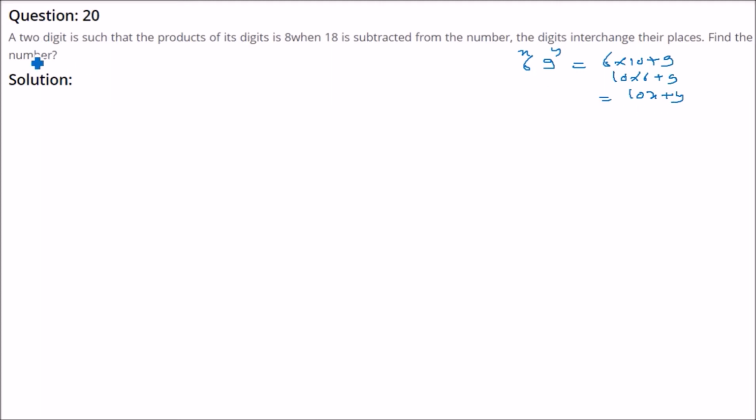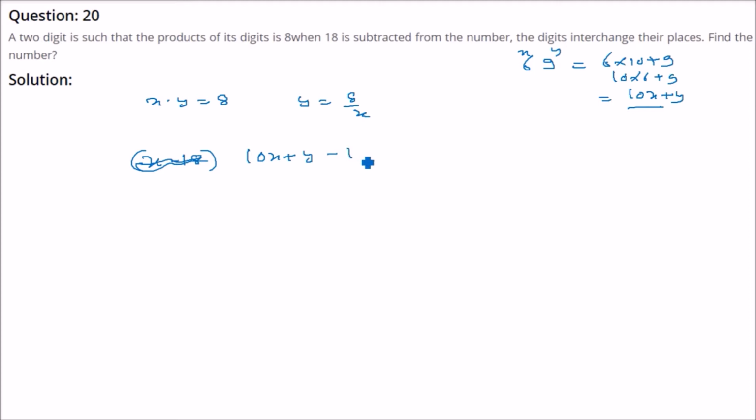Okay. So the two-digit number is such that the product of its digits is 8. So we have x into y is 8. These are the two numbers. So y can be written as 8 by x. When 18 is subtracted from the number, that is, if you subtract 18 from the number, the digits get interchanged. The number is 10x plus y.